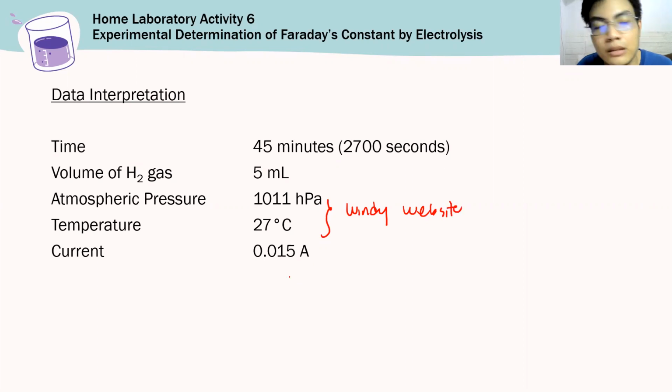And then for the current, I measured this using a multimeter, and I read around 0.015 amperes. This is fixed for all the experiments that we will do. So I suggest you also use this current. Please use this current as well. This will be our constant current throughout the experiment.